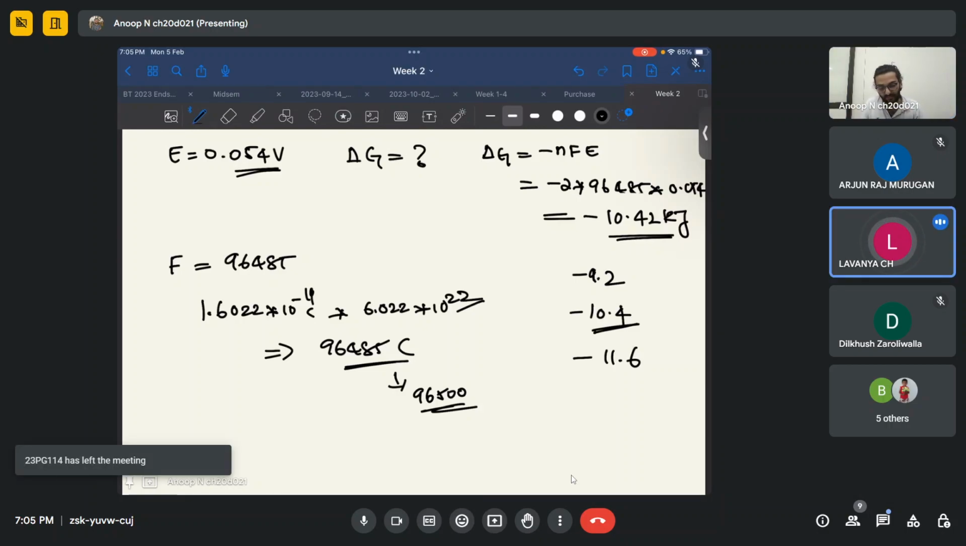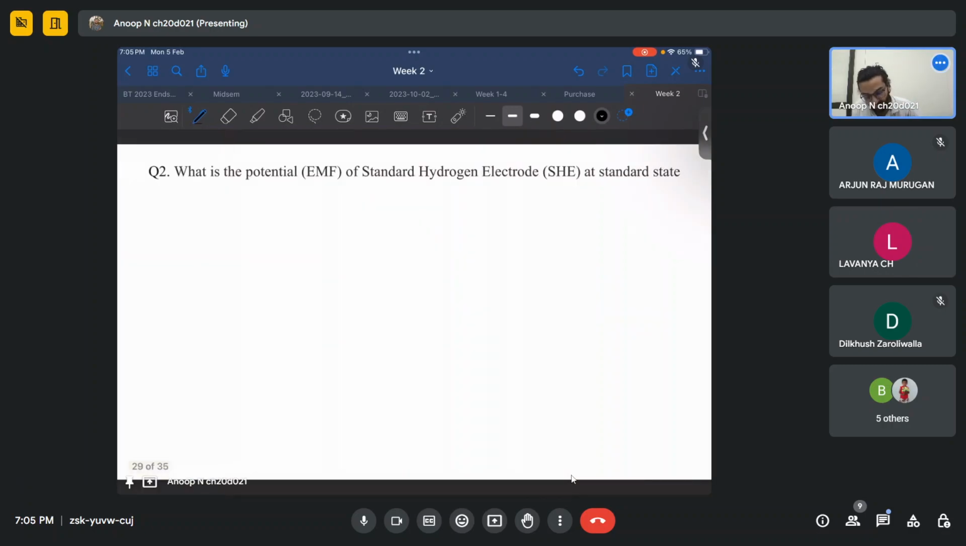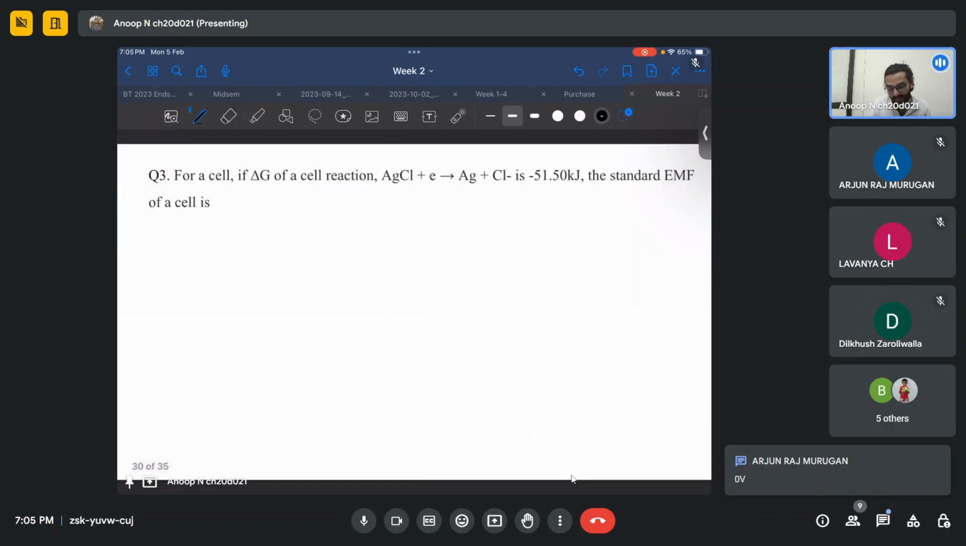Yeah, fine. So shall we move to the next question? Yeah. There's a direct question. What is the potential of the standard hydrogen electrode at standard state? What is the potential? 0 volt. So just a direct question. So we'll go to the next question.